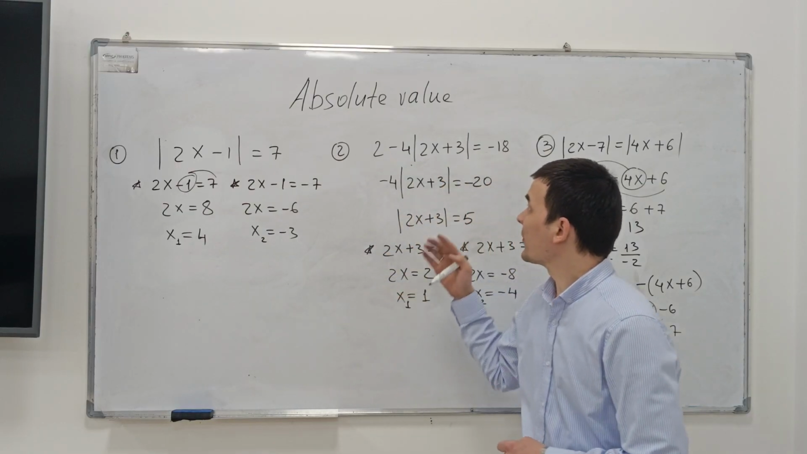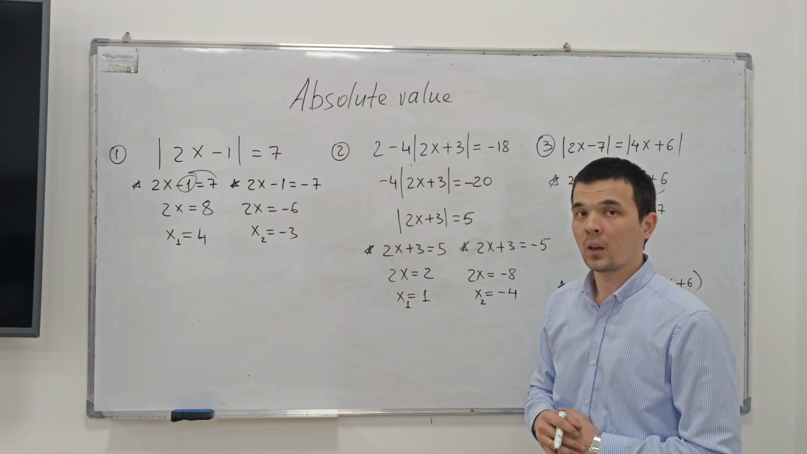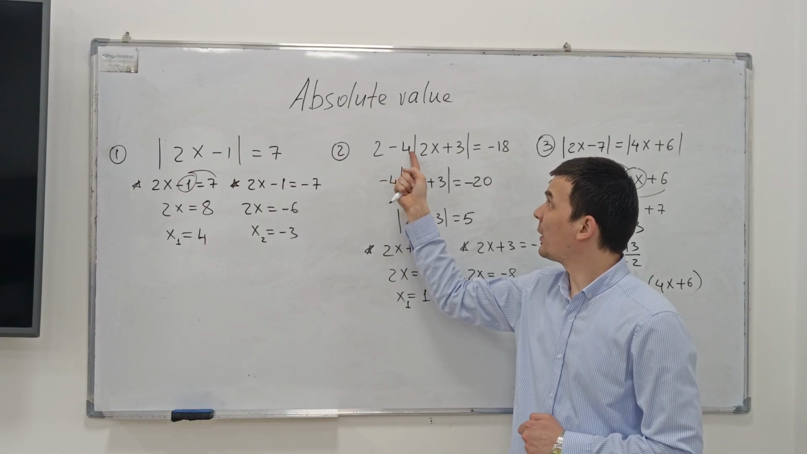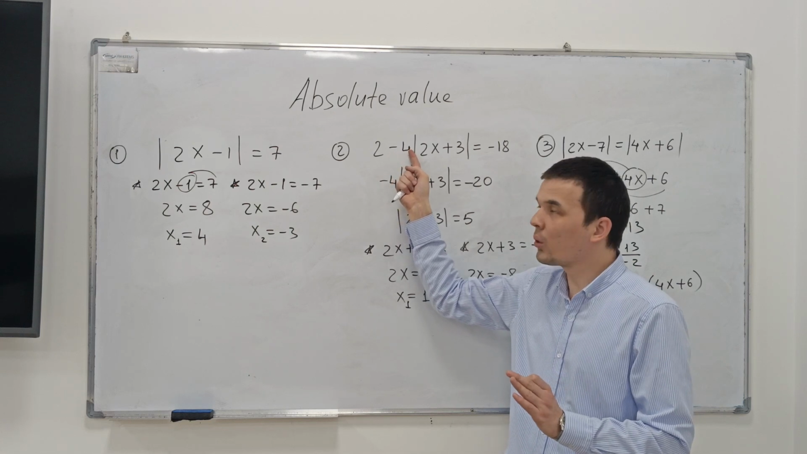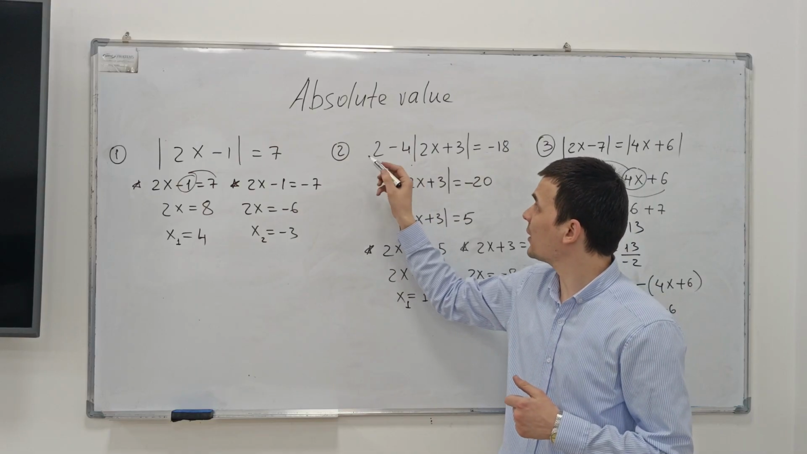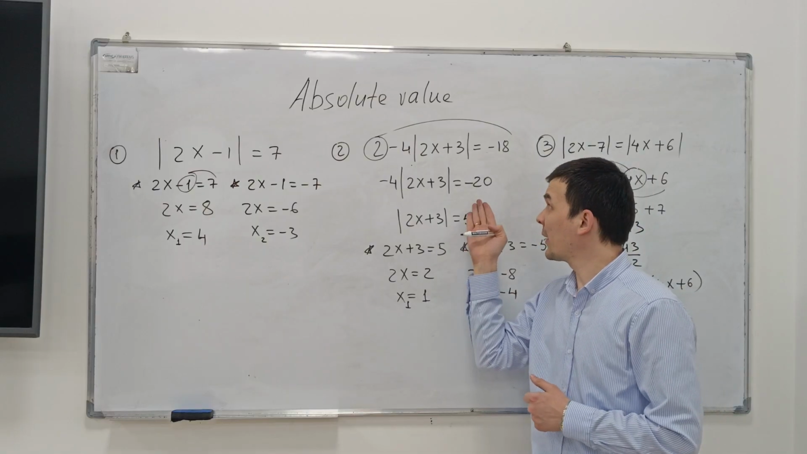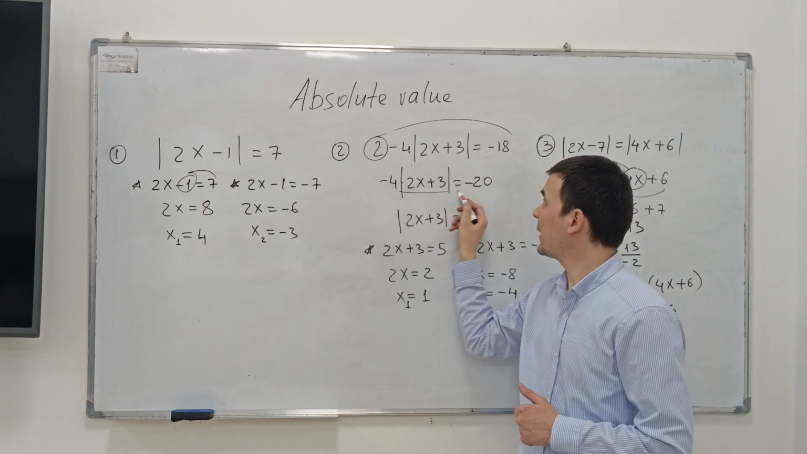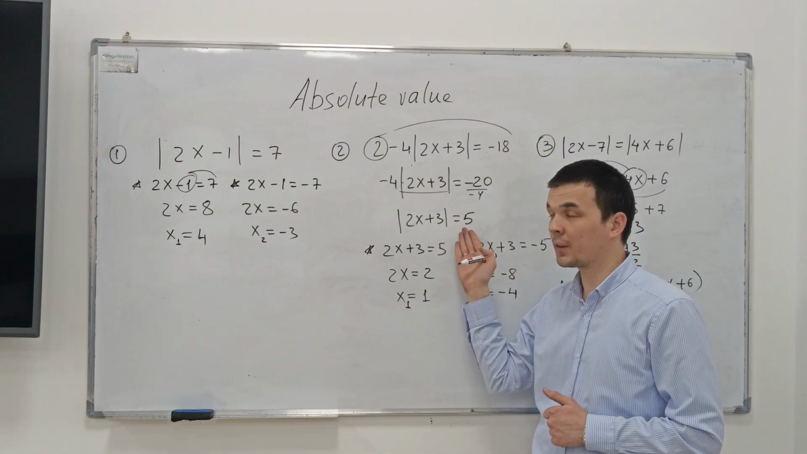The next question: 2 minus 4 times the absolute value of 2x plus 3 equal minus 18. Please keep in mind, we have addition 2 and we have multiplication 4. Please do not confuse, it's not 2 minus 4. The 4 here is actually multiplication for the absolute value. So in the first case, the number 2 should be sent to the right side, and after that, it will leave us minus 20. Multiplication by minus 4 should become division here, and when we divide minus 20 by minus 4, our answer is 5.